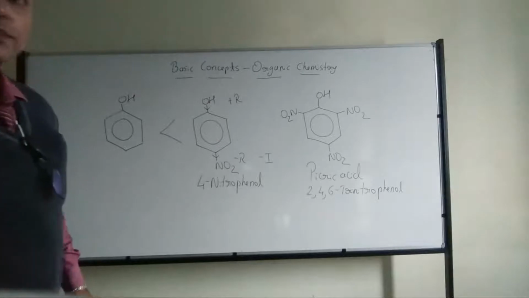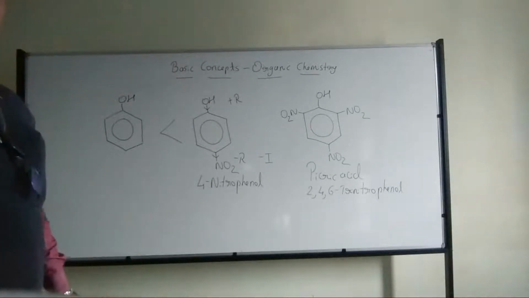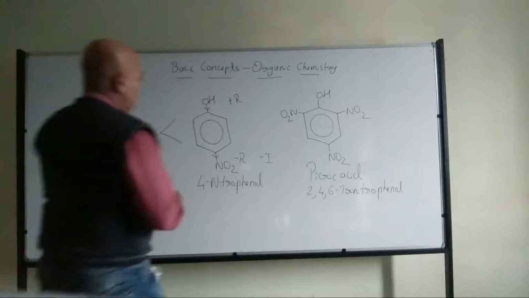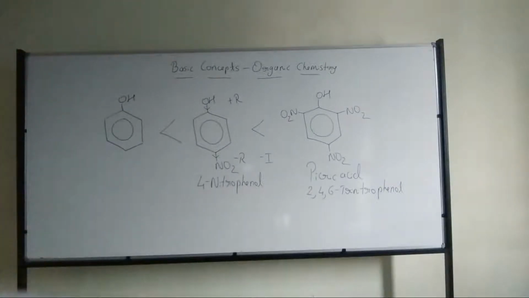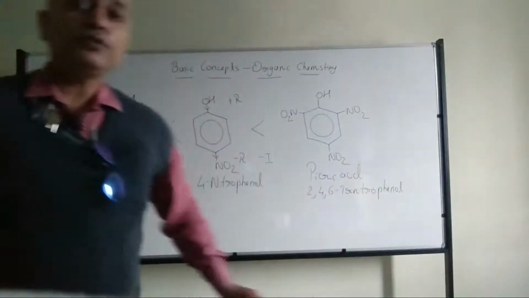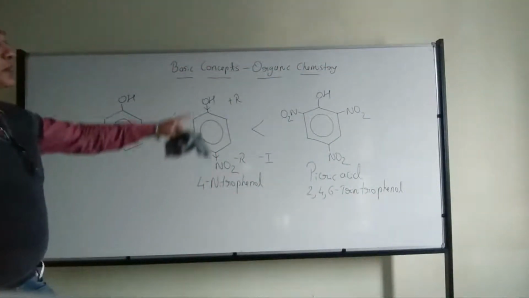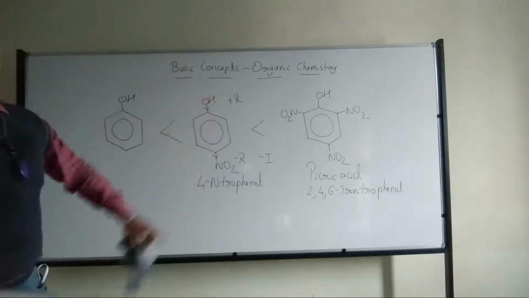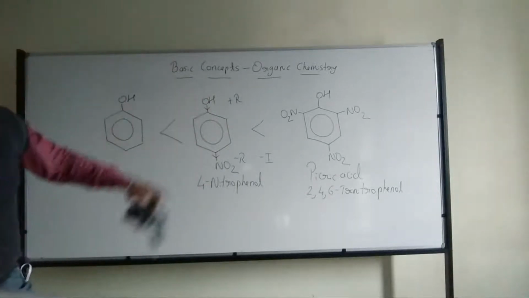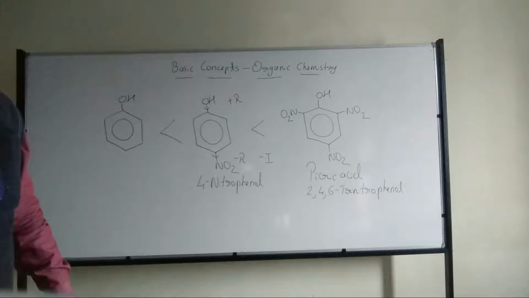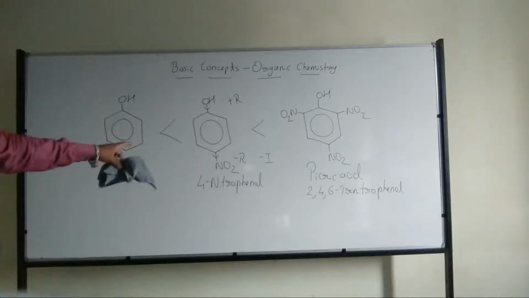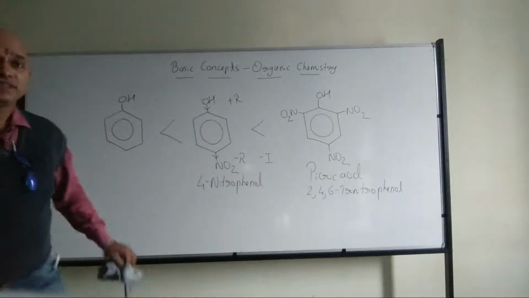So will picric acid be a much stronger acid compared to 4-nitrophenol? Yes, of course, picric acid will be much stronger acid compared to 4-nitrophenol, because 3 nitro groups are attached. There will be 1, but then it is 3. So due to the negative inductive effect and negative resonance effect, picric acid will be a much stronger acid compared to 4-nitrophenol.